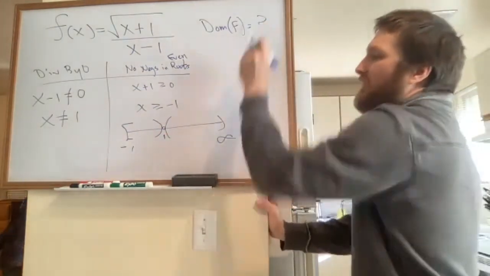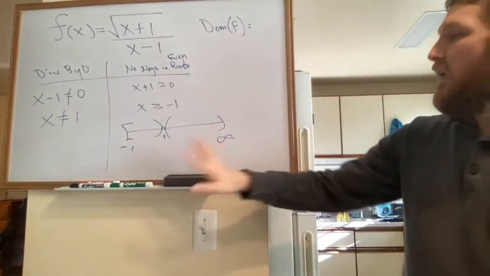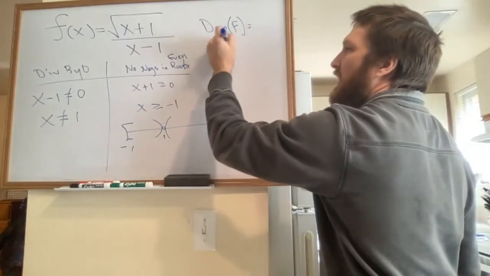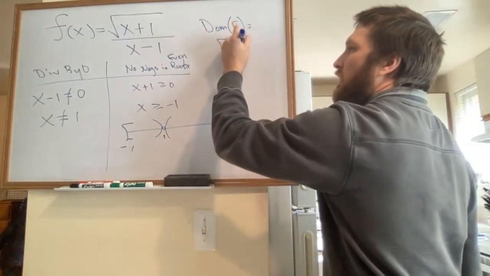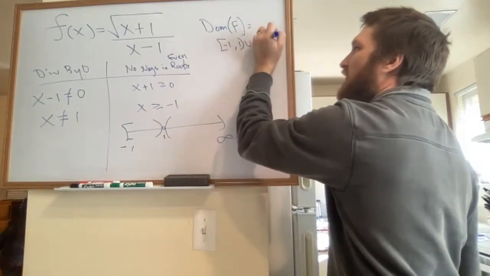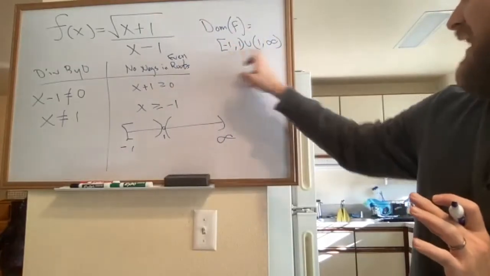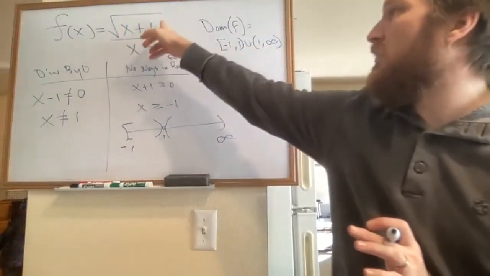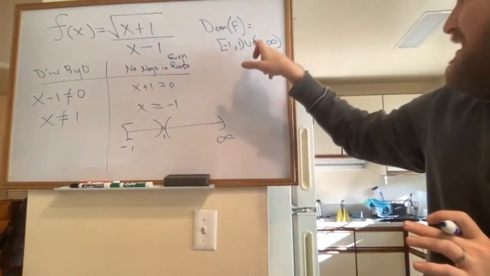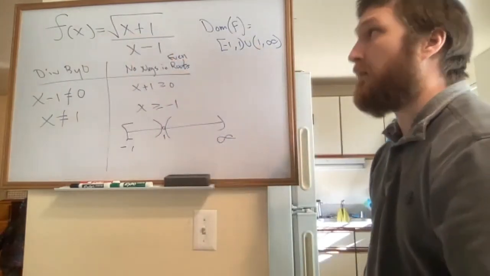And so finally, for my domain, I have to combine these two answers and say, okay, it has to be this guy right here. It would have to be from -1 inclusive up to 1, soft bracket, union, soft bracket, 1 up to infinity. And that should take care of everything. Everything in that interval gives me a positive number or a 0 up here, which is good. And it misses the number that gives me a division by 0 right there.